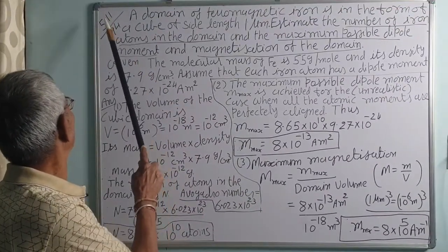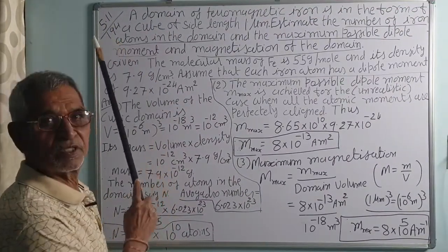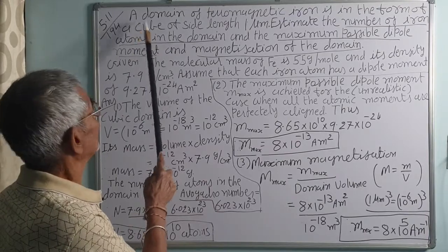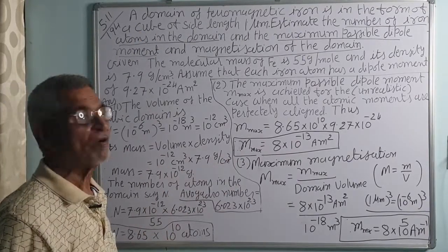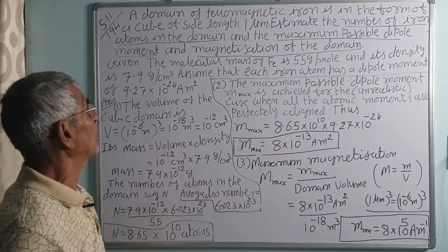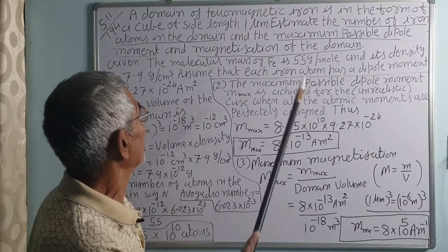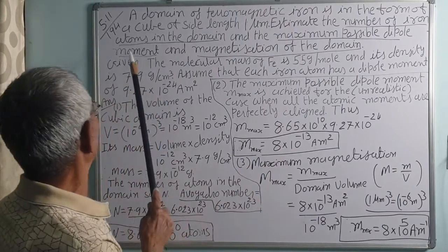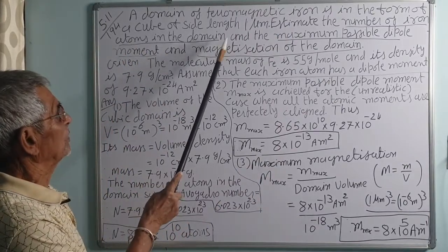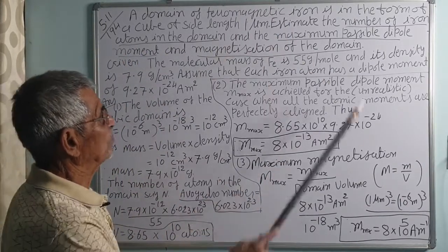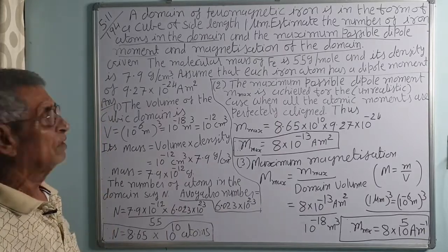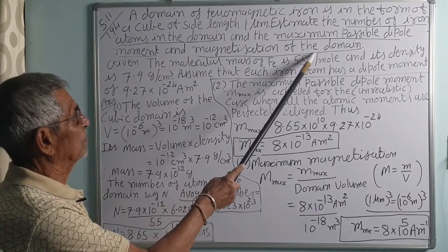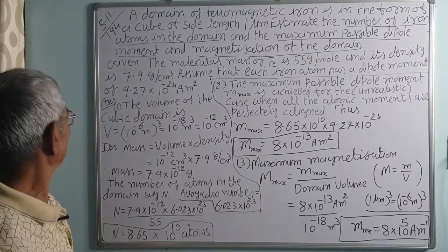Example 5.11 on page number 194 is a solved numerical illustration. A domain of ferromagnetic iron is in the form of a cube of side length 1 micrometer, that is 10 raised to minus 6 meter. Estimate the number of iron atoms in the domain. Number 2, the maximum possible dipole moment. Third, the magnetization of the domain, that is M.